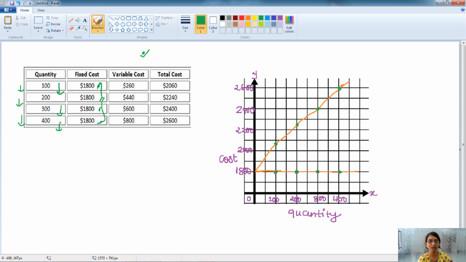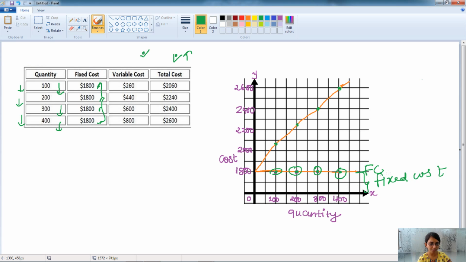And of course, when the variable cost is increasing with the change in the quantity of output, the total cost is also increasing. Here we have the graph which shows the variable cost and the total cost. Here we have the 1800 which is plotted on the graph. At all quantities of output, we have the same cost. So it is a straight line cost curve. This is known as the fixed cost curve. But variable cost is varying. This is our fixed cost.